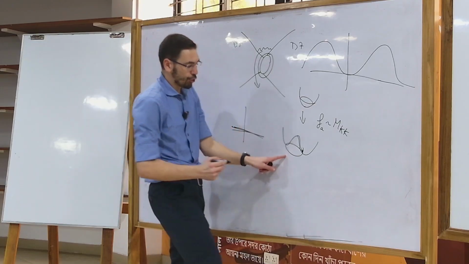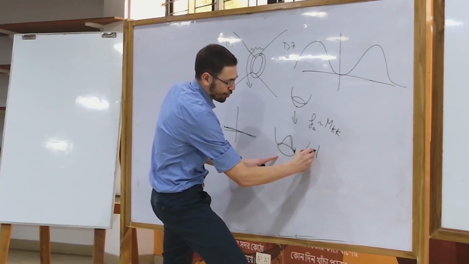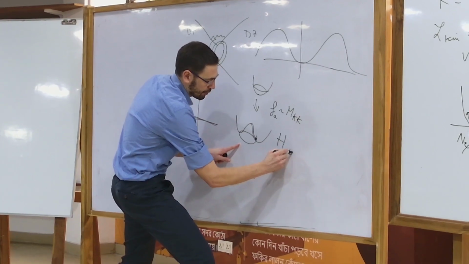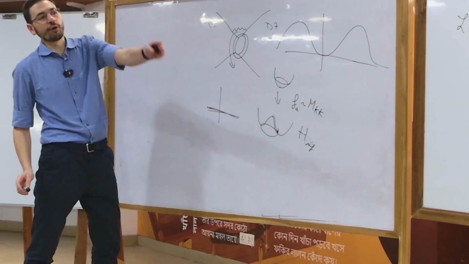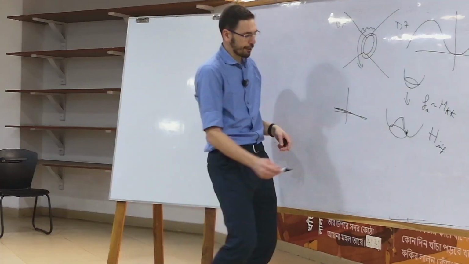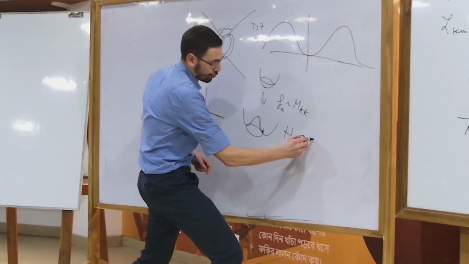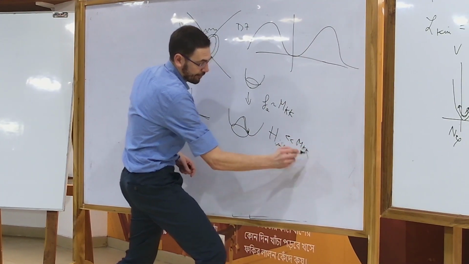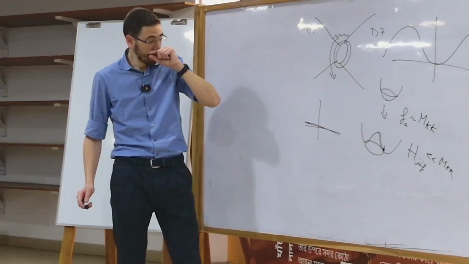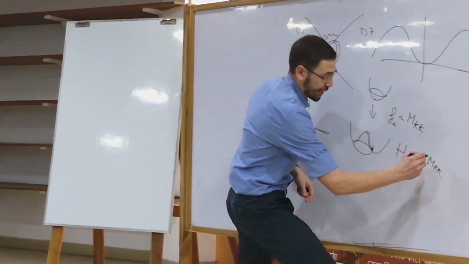And now what happens is that you have inflation. So inflation, the scale of inflation, H_inflation. I didn't write it down here, but I think it's 10^13 GeV, something like that. But the important thing is that this is much smaller than M_KK, which is f_a. Well, because we are in the limit where we trust effective field theory.